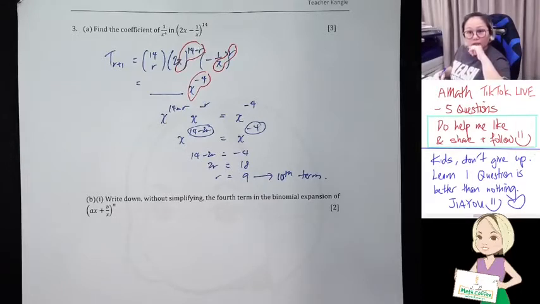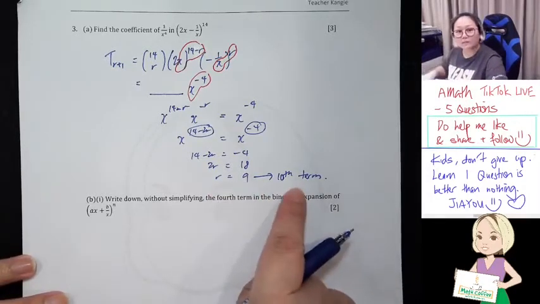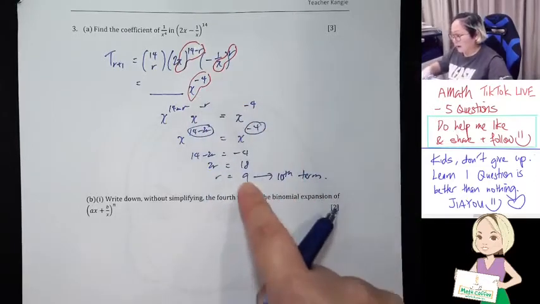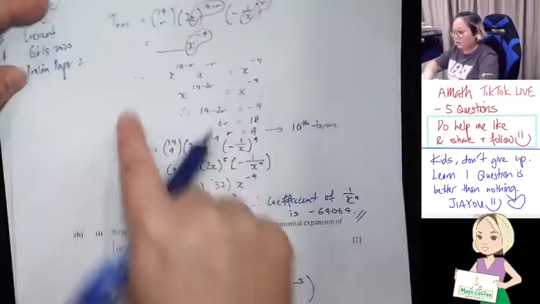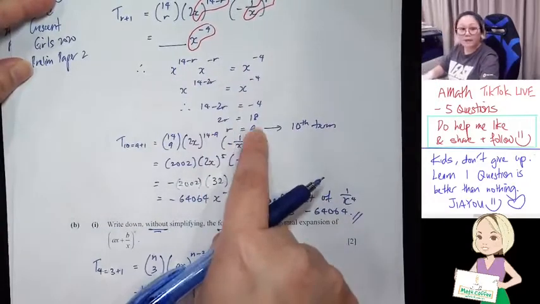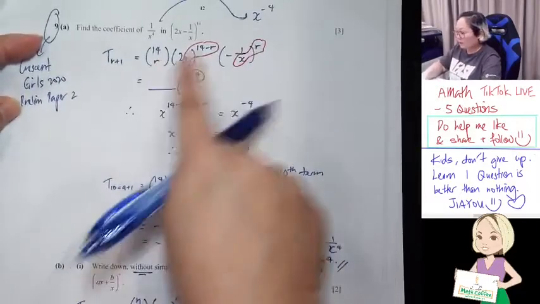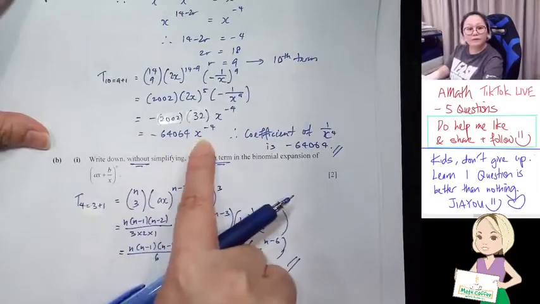Just now someone said don't understand. Who? Can understand already or not? Okay, good. Then after that I want the 10th term. Now I already know that when r equals 9, it's the 10th term, so I am trying to find my x to the power of minus 4. So I sub r equals 9 back into this one. Just now we were trying to form an equation and find out what is the r that I want. Now I sub the r back, replace all the r just now to become 9, and in the end you get this one.